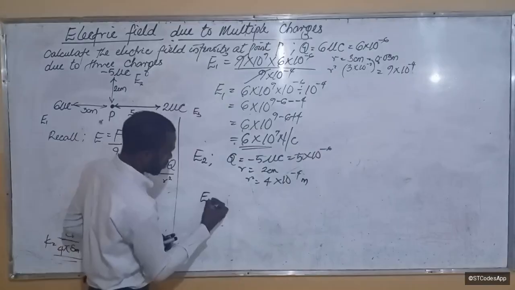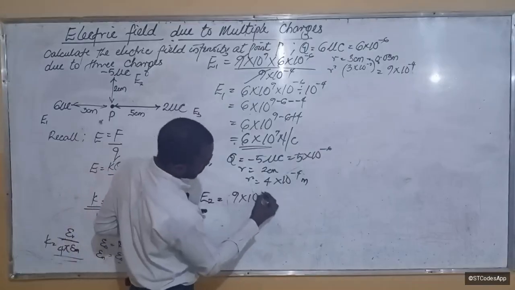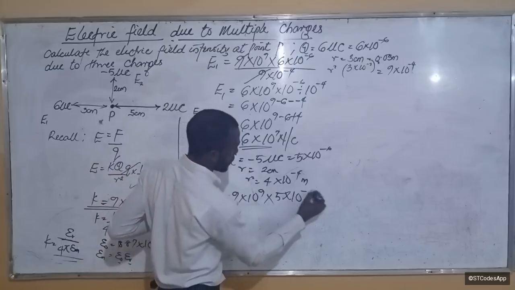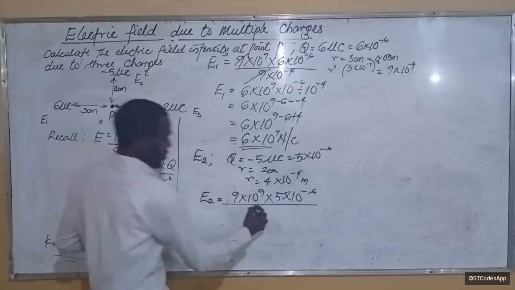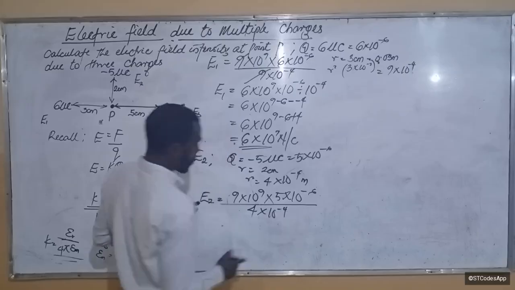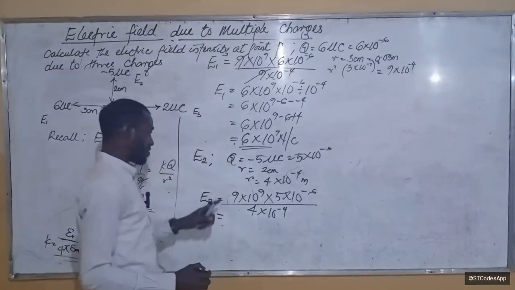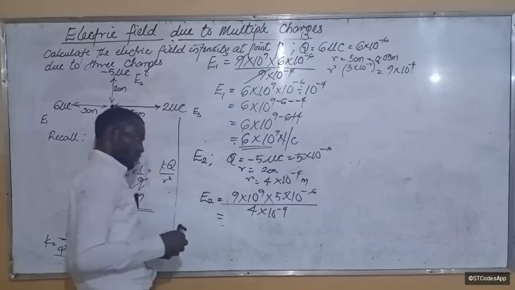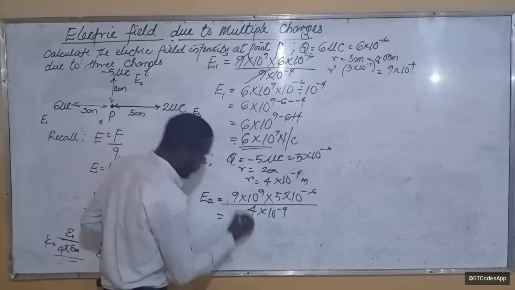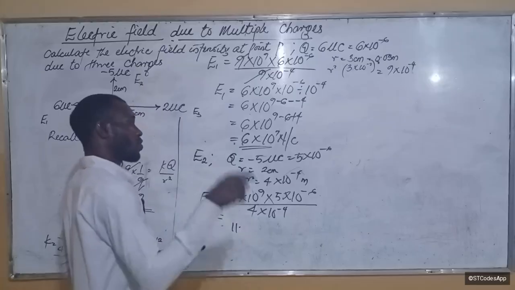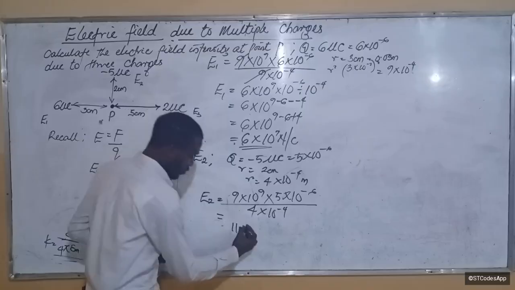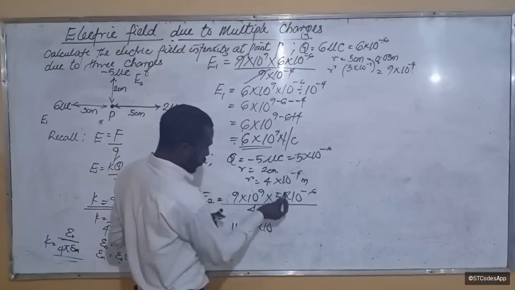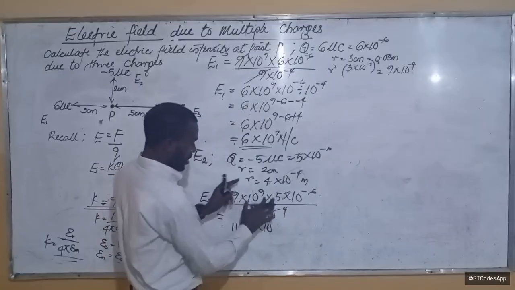So I can just plug into my equation. E2 becomes K, which is 9 times 10 to the power 9, times Q, which is 5 times 10 to the power minus 6, divided by 4 times 10 to the power minus 4. Make sense? So you now have 9 times 5, which gives you 45. 45 divided by 4 gives you 11.25. Okay? 11.25 times 10 to the power. I just solve the whole numbers together, this times this divided by this, then I bring the powers of ten separately.